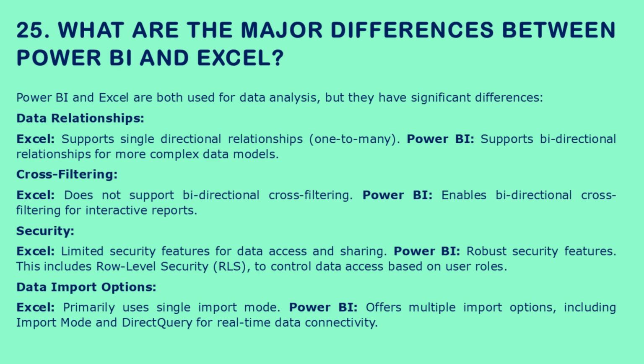Cross-filtering. Excel does not support bidirectional cross-filtering. Power BI enables bidirectional cross-filtering for interactive reports. Security. Excel has limited security features for data access and sharing. Power BI has robust security features. This includes row-level security, RLS, to control data access based on user roles.